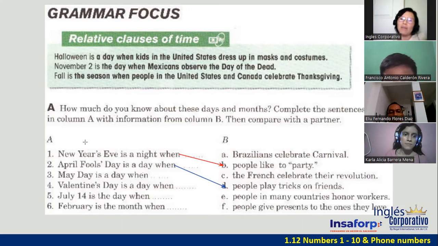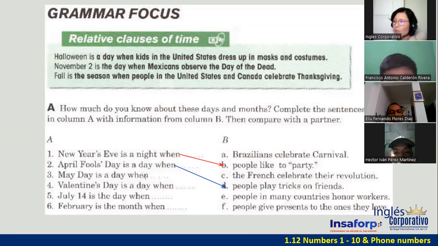Uh-huh. May Day is a day when people in many countries honor workers, letter E. Okay, vamos a ver. Valentine's Day is a day when people give presents, letter F, to the ones they love.